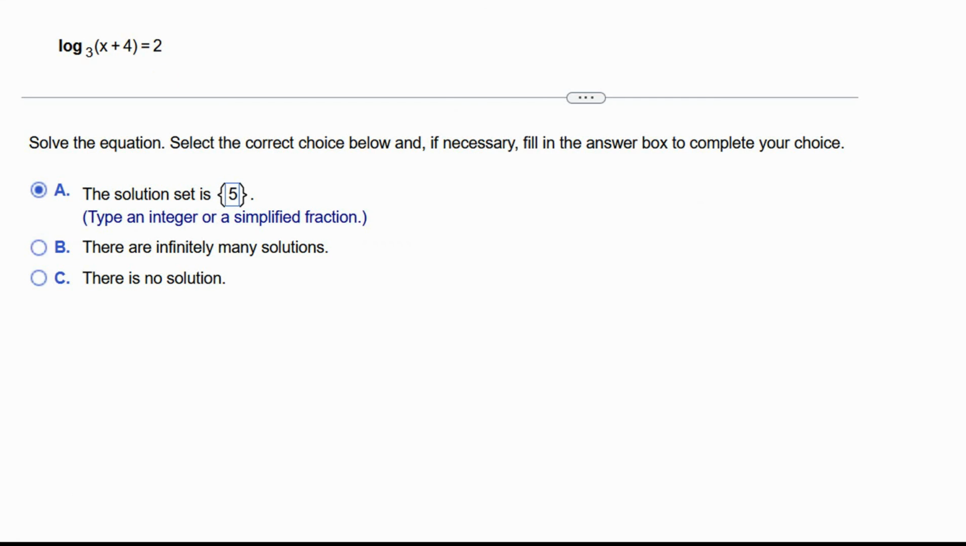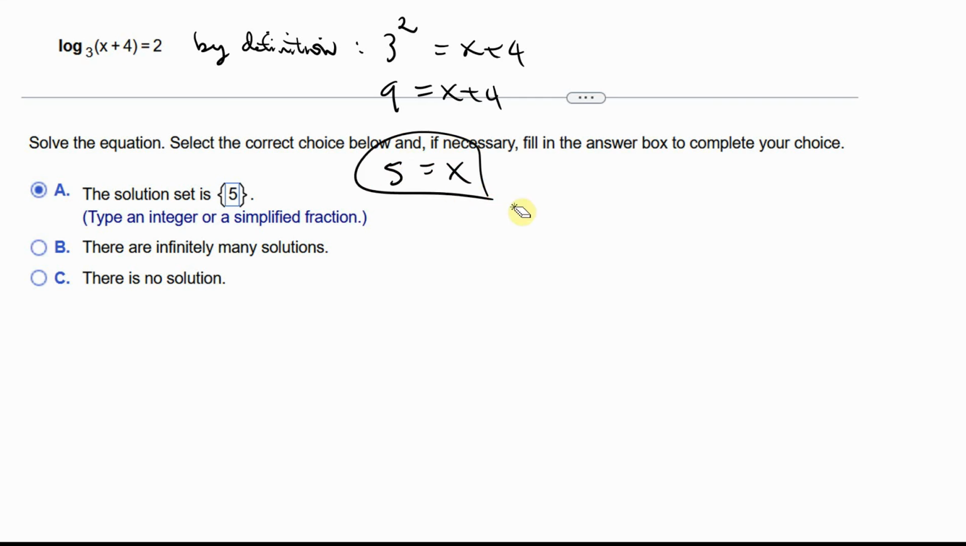And so, again, use the definition. This is 3 to the 2nd equal to x plus 4. So I have, by definition, this is 3 to the 2nd is equal to x plus 4. So this is 9 is equal to x plus 4. Subtract 4 on both sides. So we get 5 is equal to x.